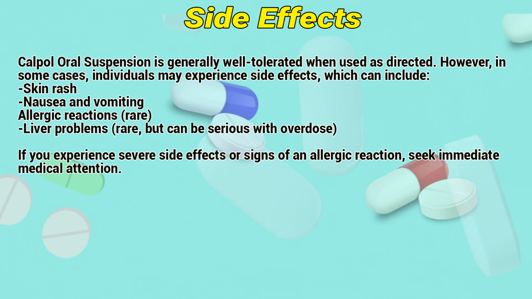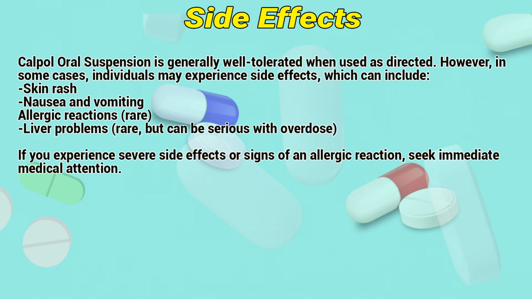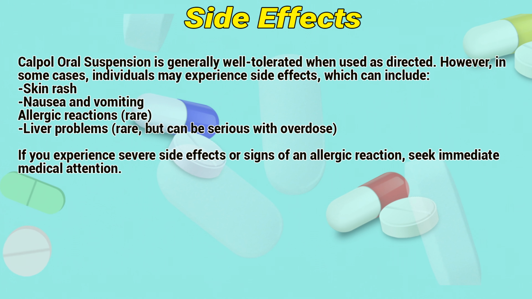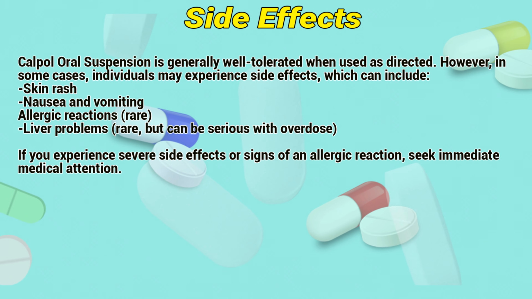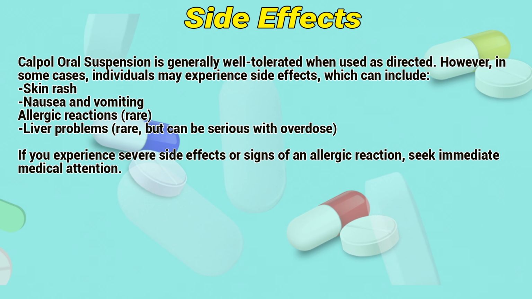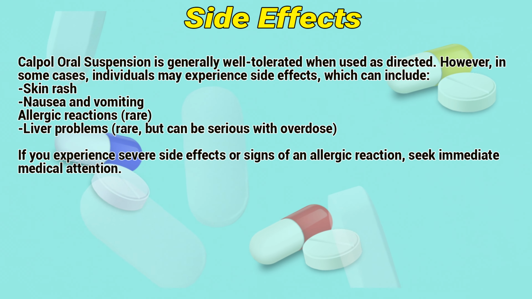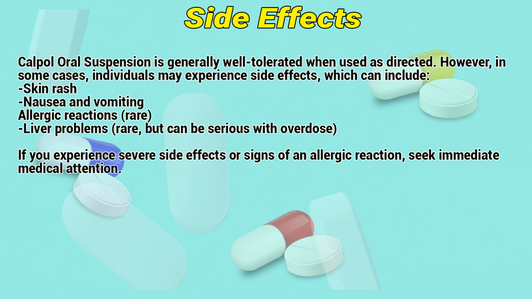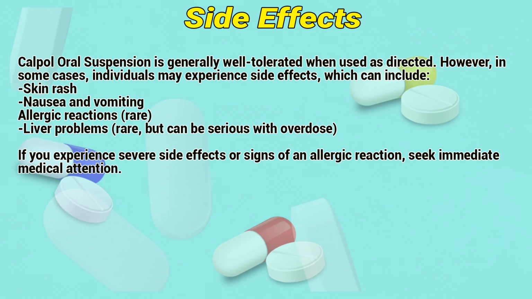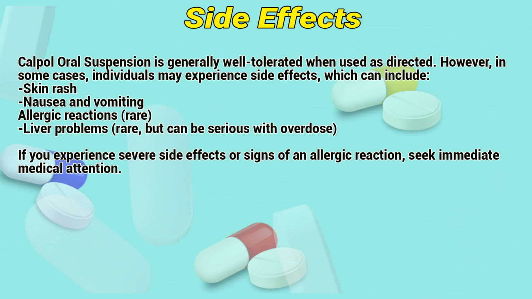Side effects: Calpol Oral Suspension is generally well tolerated when used as directed. However, in some cases, individuals may experience side effects, which can include skin rash, nausea and vomiting, allergic reactions, rare, liver problems, rare but can be serious with overdose. If you experience severe side effects or signs of an allergic reaction, seek immediate medical attention.